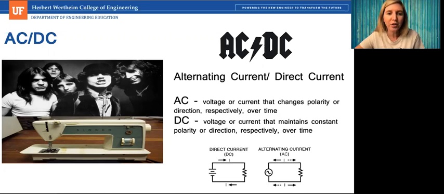So alternating current and direct current differ in the sense that alternating current changes polarity over time, and direct current maintains a constant direction or polarity over time. And you can see the symbols here for direct current and alternating current.